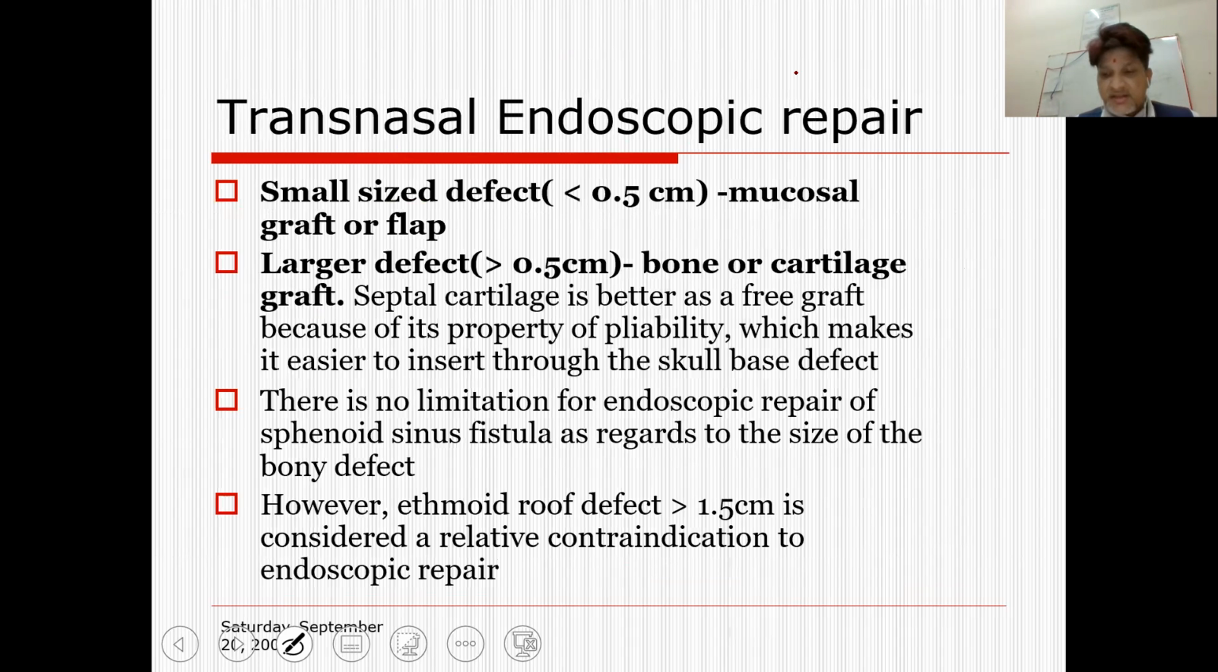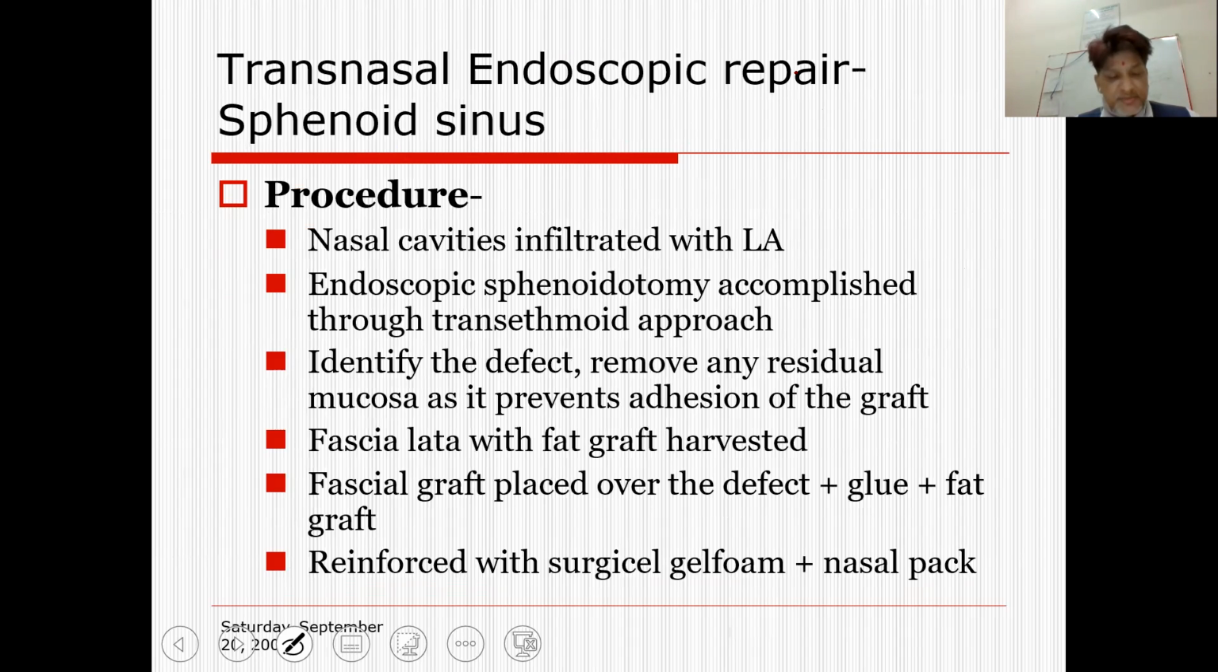From the next class, we will start the Indian system of medicine, the Ayurvedic counterpart, in the form of nasal disorders enlisted in our literature and scriptures, particularly in Sushruta Samhita.